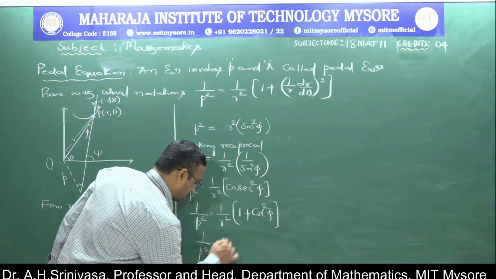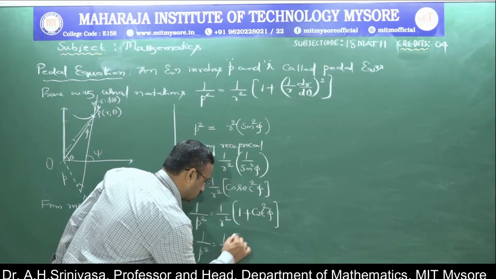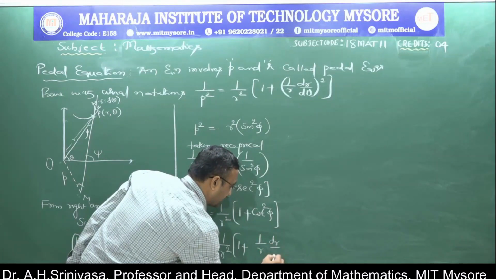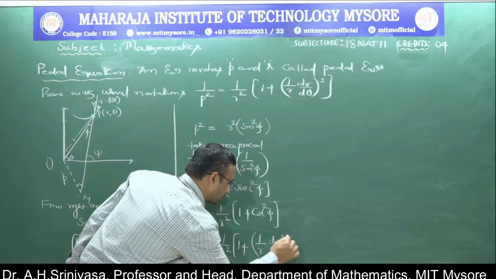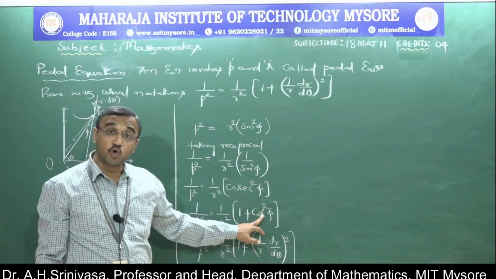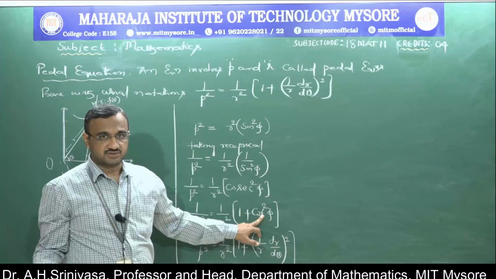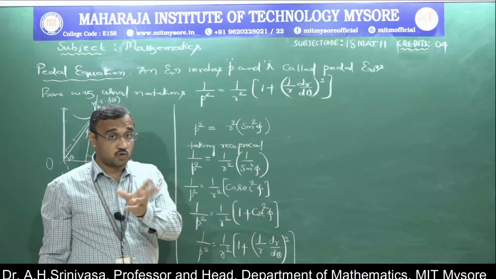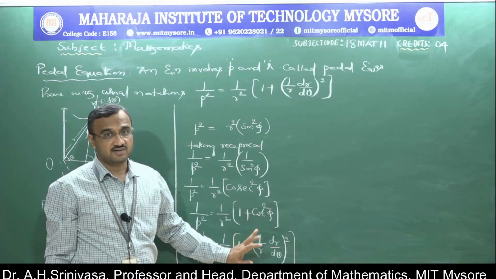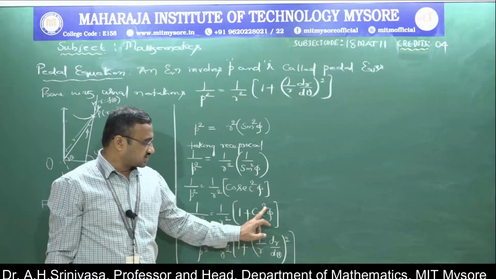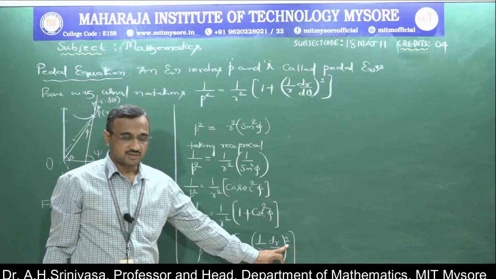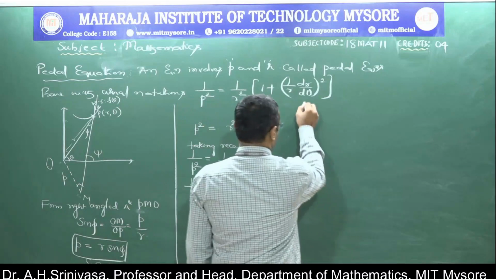That is 1 by p square equal to 1 by r square into 1 plus 1 by r dr by d theta whole square. Your cot phi is not the length perpendicular from pole to tangent, sorry. It's the angle between radius vector and the tangent. So cot square phi is 1 by r dr by d theta whole square. It's clear. Make a simplification of this.